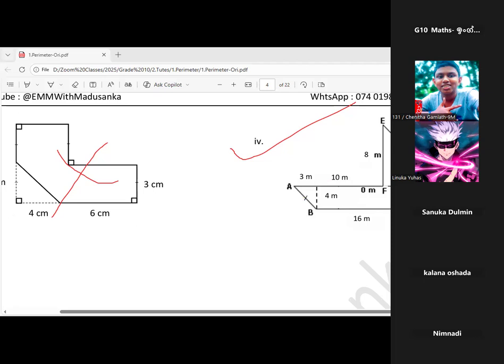Erase this length, this is not clear. Erase this one, and erase this one as well. This length is 3 meters. This length is 10 meters. And these lengths are equal. This height is 4 meters. This length is 3 meters. I want to see who finishes first, and send me your answers to the chat.